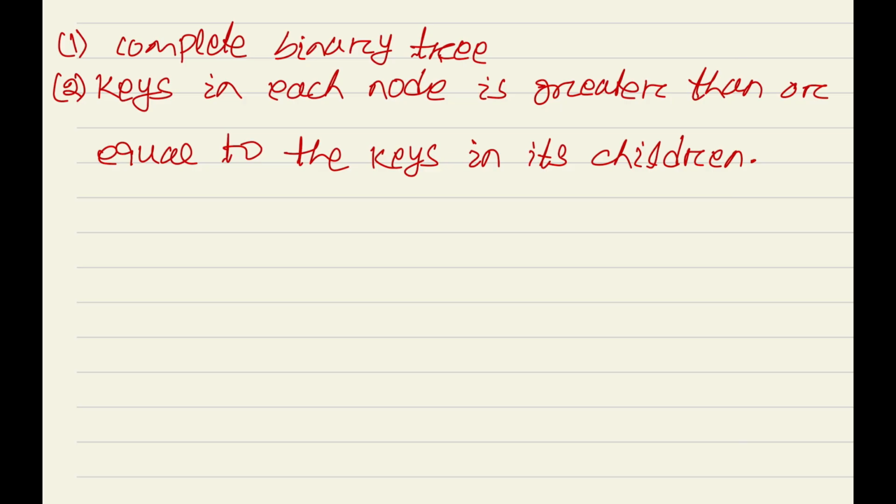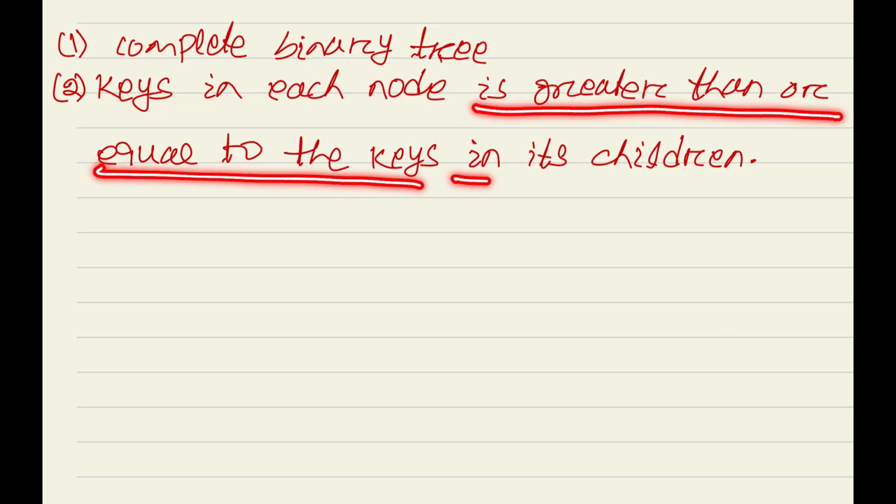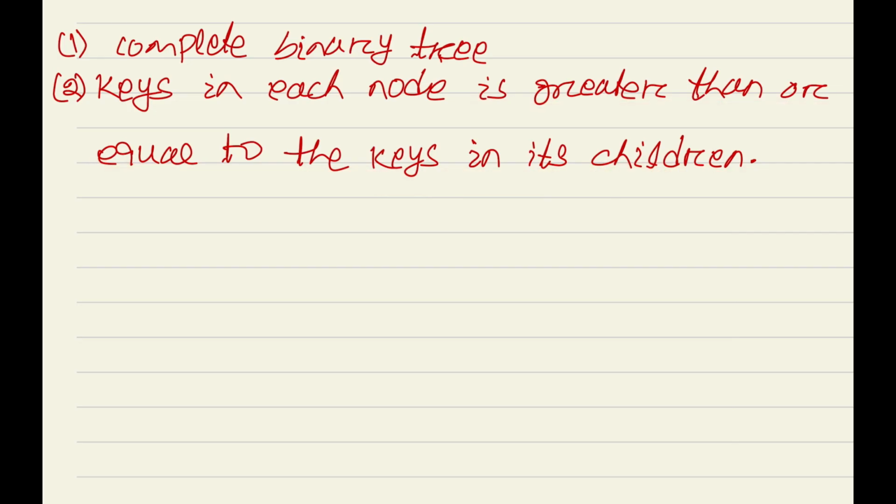So, the first one, that means it is a complete binary tree, and the second one, keys in each node are greater than or equal to the keys in its children. That means the key of the parent, or the value of the parent, should be greater than or equal to the value of its children. We will take some examples, then it will be more clear.